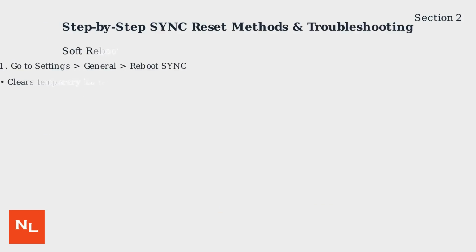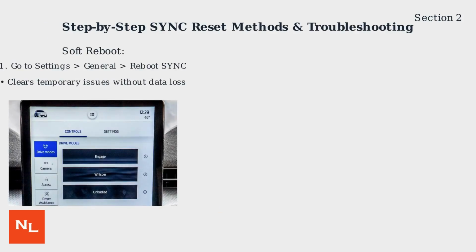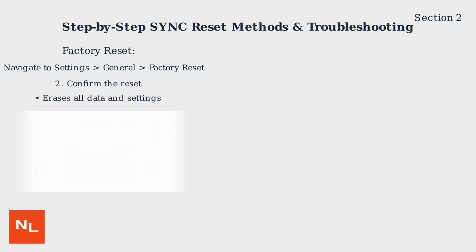For a soft reboot, navigate to Settings, then General, and select Reboot Sync. This quick restart clears temporary glitches without erasing your data. For a factory reset, go to Settings, then General, and select Factory Reset. Confirm the action, as this erases all user data, apps, and customizations, reverting to factory defaults.